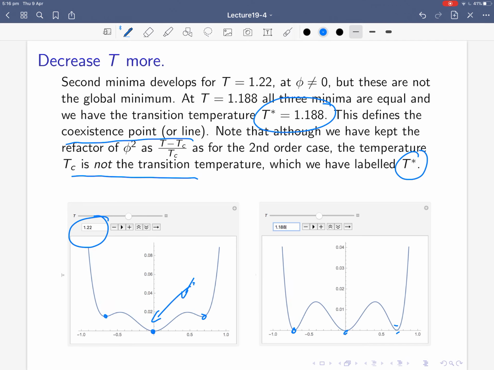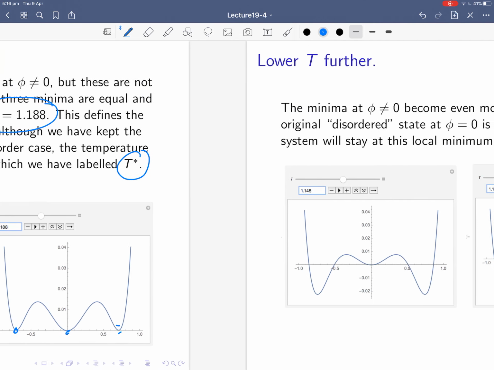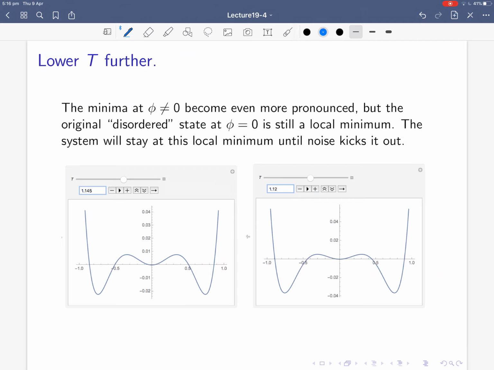As I said, Tc is not the transition temperature. The transition temperature is T star. That's when all of these minima are equal. If we lower T further, we get even more pronounced minima here, and these minima are obviously where the system's going to sit. It's got a choice, but it's going to try and go to the lowest point. There's still a local minimum at the origin.